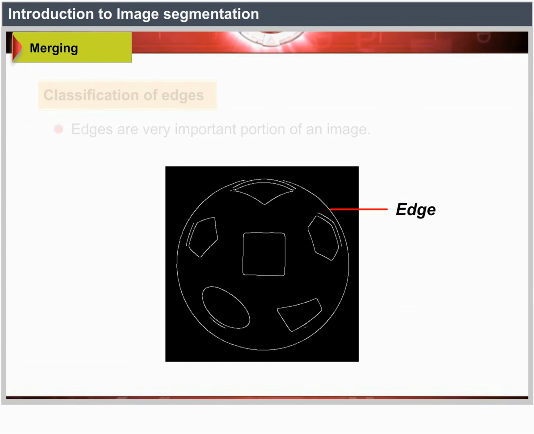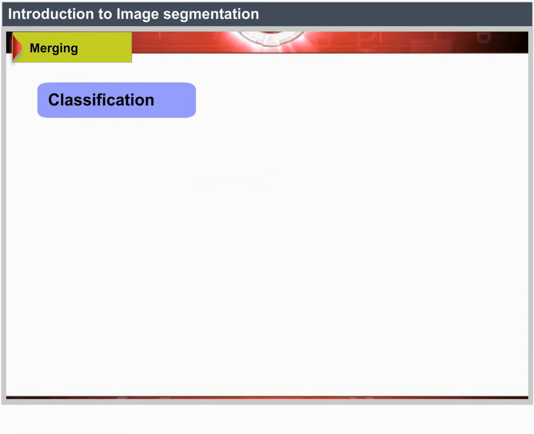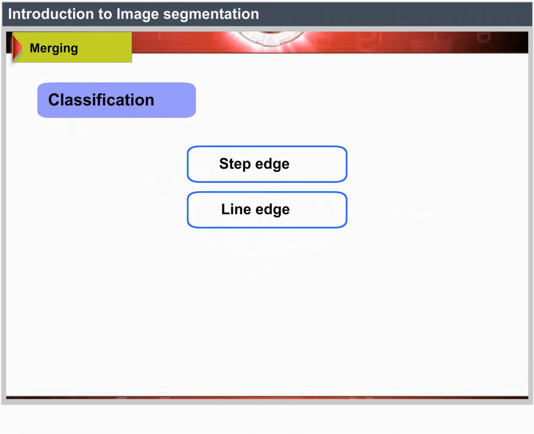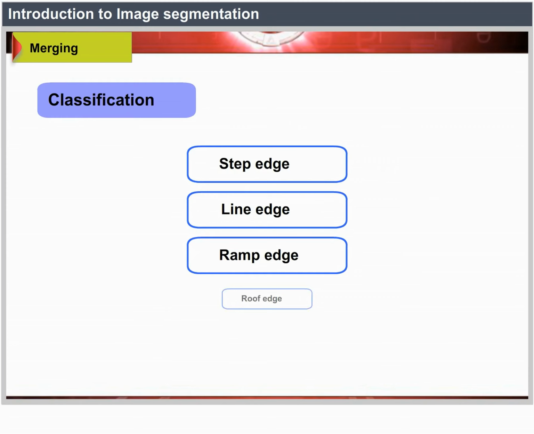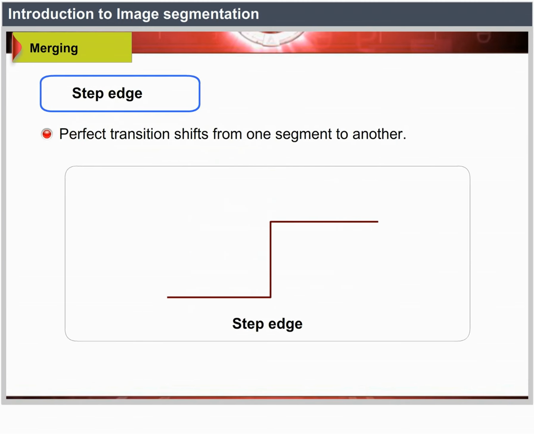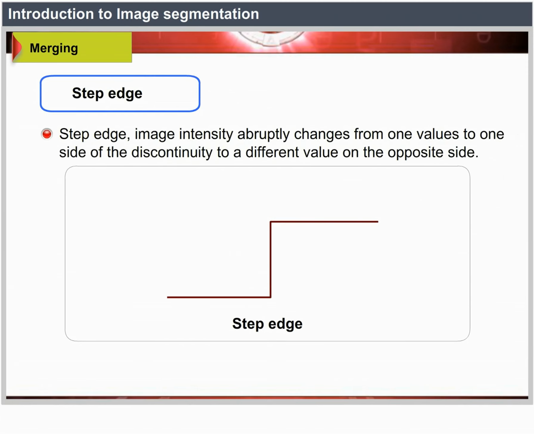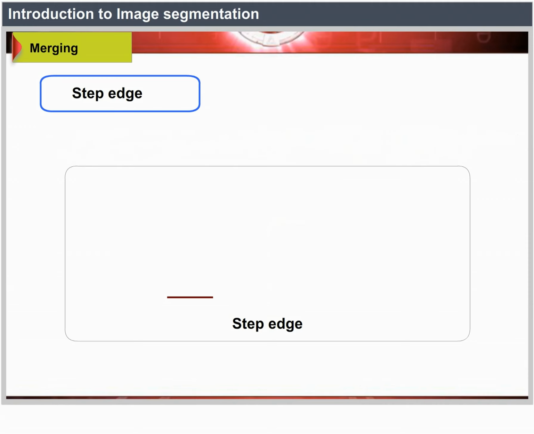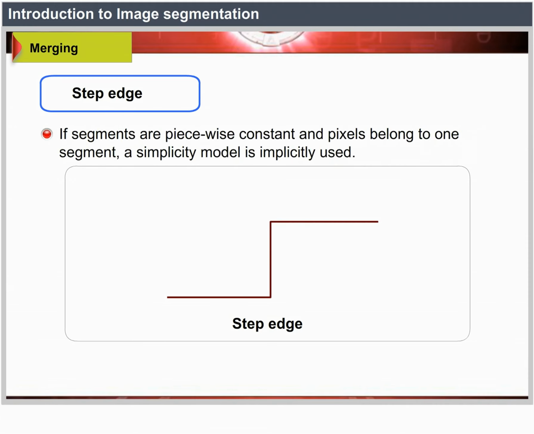Classification: step edge, line edge, ramp edge, roof edge. Step edge: a perfect transition from one segment to another. Image intensity abruptly changes from one value on one side of the discontinuity to a different value on the opposite side. If segments are piecewise constant and pixels belong to one segment, then a simplistic model is implicitly used.